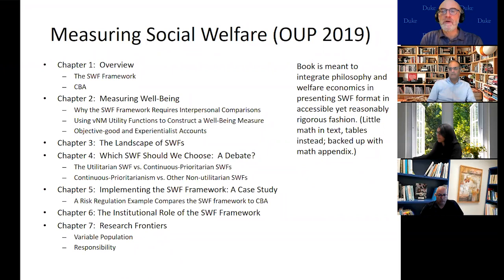But the book gives an overview of the framework, which is meant to be accessible, but at the same time rigorous. And there's a math appendix that provides more formal backup. I talk both about the measurement of well-being and about the choice of social welfare function. And then I show, and I'll talk about this in a bit, how the approach can be implemented in policy analysis. One of the things which I'm trying to do in this book, and indeed in my work more generally, is show how this framework improves on cost-benefit analysis, right? So in this case study, I contrast this framework to cost-benefit analysis, which of course is now the dominant policy tool for policy analysis as applied to risk regulation.